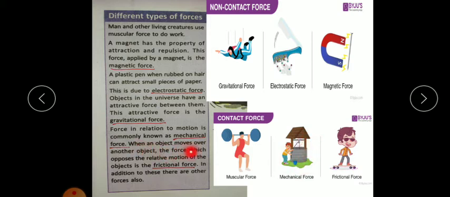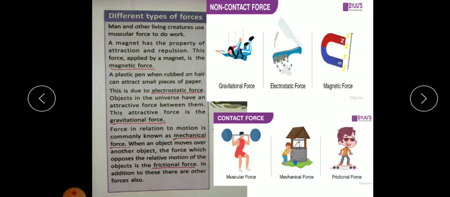When an object moves over another object, the force which opposes the relative motion of the object is the frictional force. So frictional force means when an object moves over another object, the force which opposes the relative motion of the object is called frictional force. So we will learn in detail about these frictional forces in the next class.